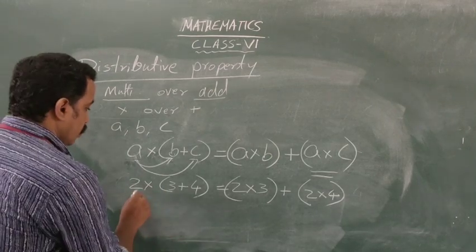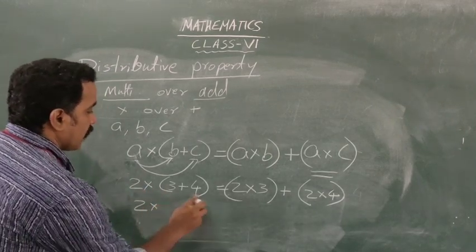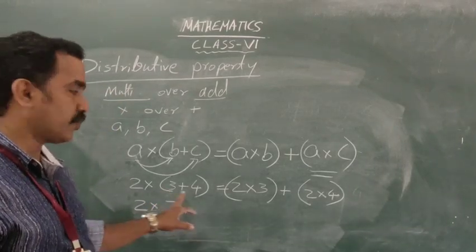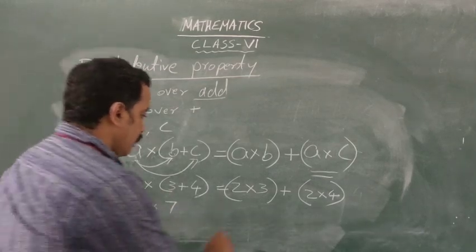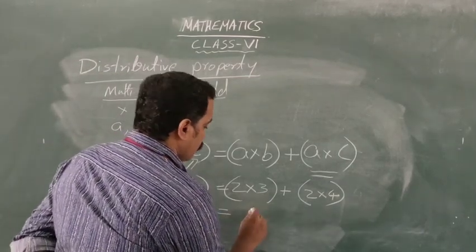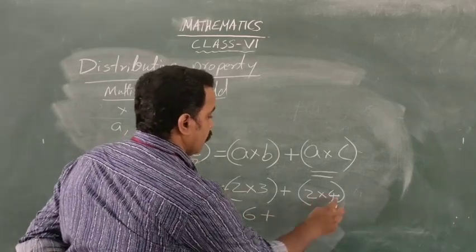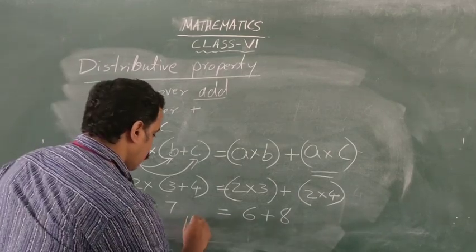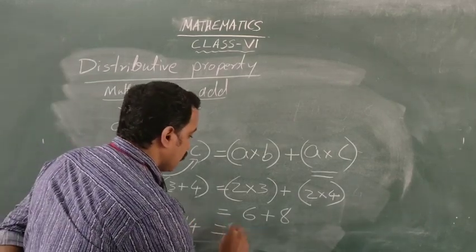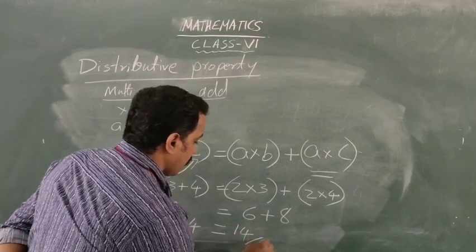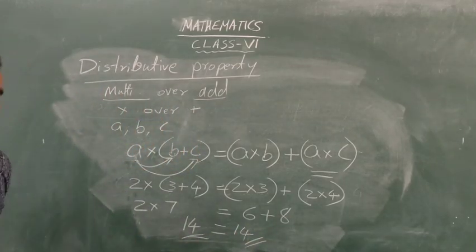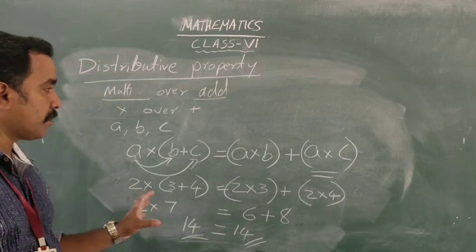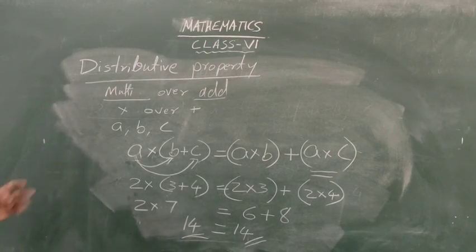Let us check that. So 2 into 3 plus 4, 7. The bracket we have to do first. So 2 into 7 here is equal to 2 into 3, 6, plus 2 into 4, 8. 2 sevens are 14, and here 6 plus 8, 14. Understood? So this is called the distributive property of multiplication over addition.